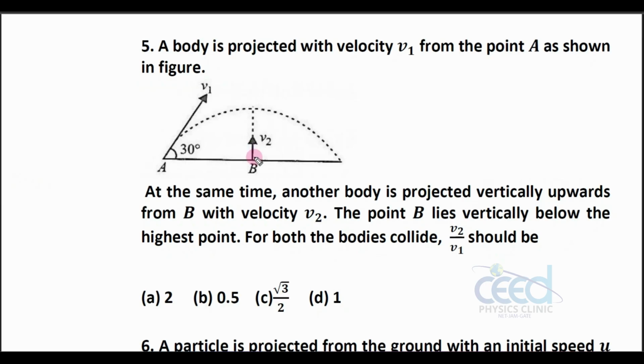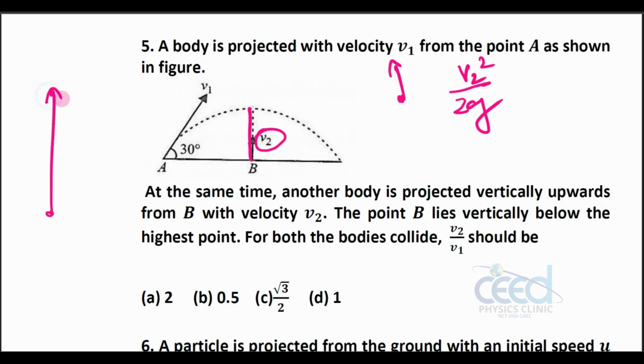See, one body starts just below the maximum height with a velocity v2. At the same time, one body is projected and going along this path. At this point this body and this body collide, which means when the collision happens, what is the height attained by this body that is thrown vertically? It is u square by 2g. Here the velocity they gave is v2, then v2 square by 2g. Any body you throw up, what is the height attained?